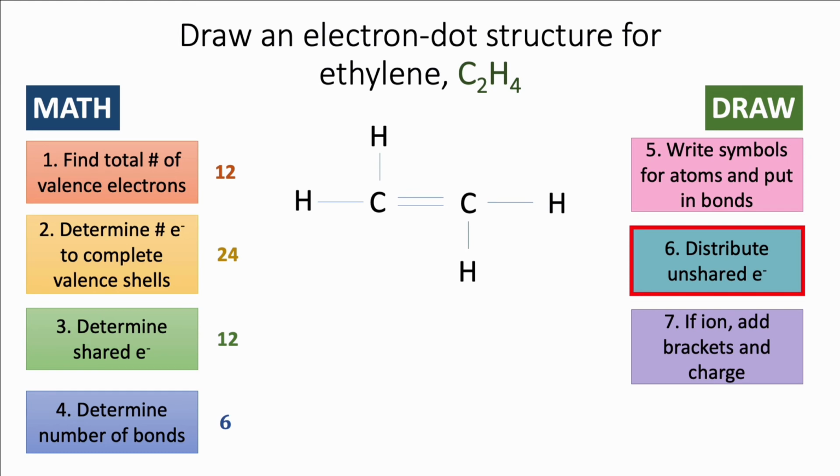Distribute unshared electrons. Well, we started with 12 electrons and all 12 were shared. So we have no unshared electrons. This is it. This is our structure. It's not an ion either, so we don't need to do step 7.